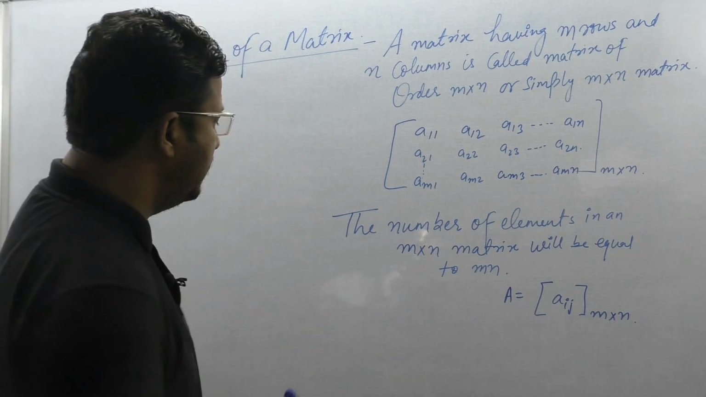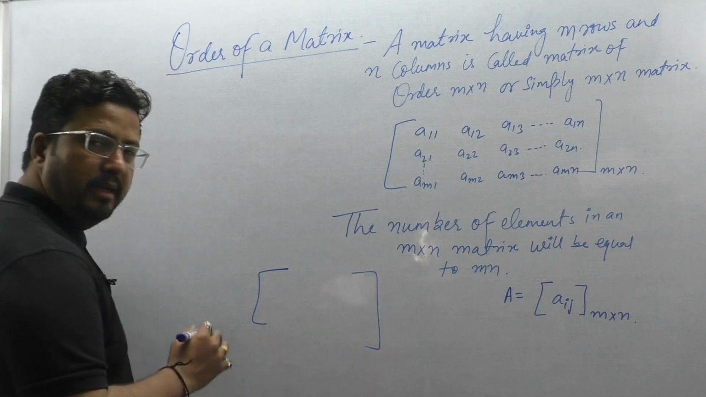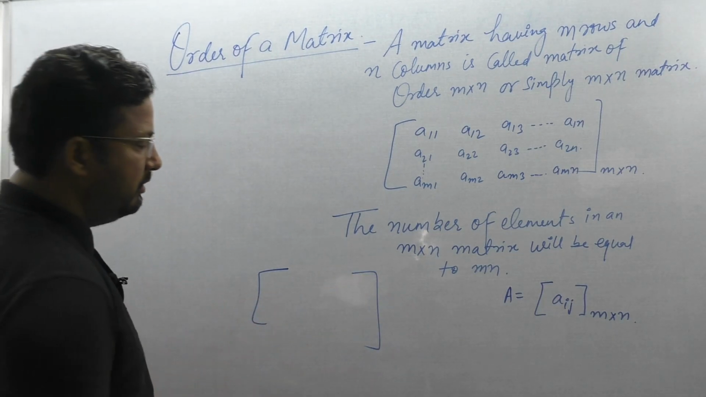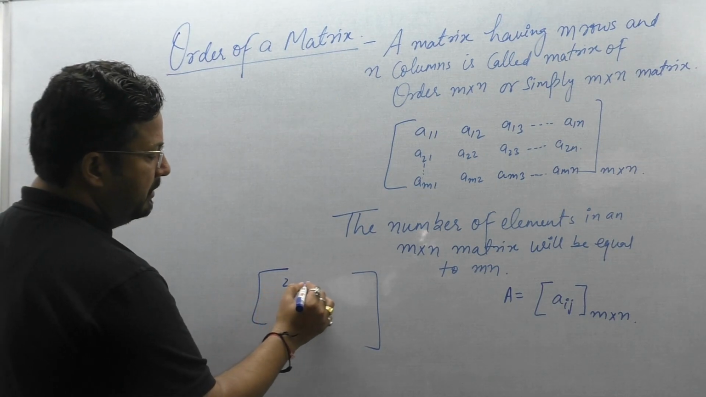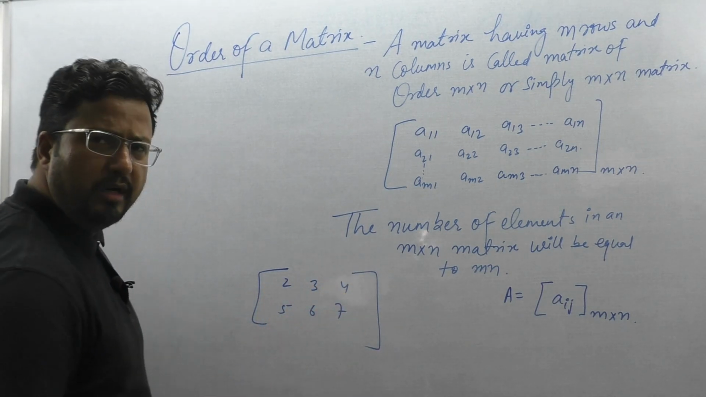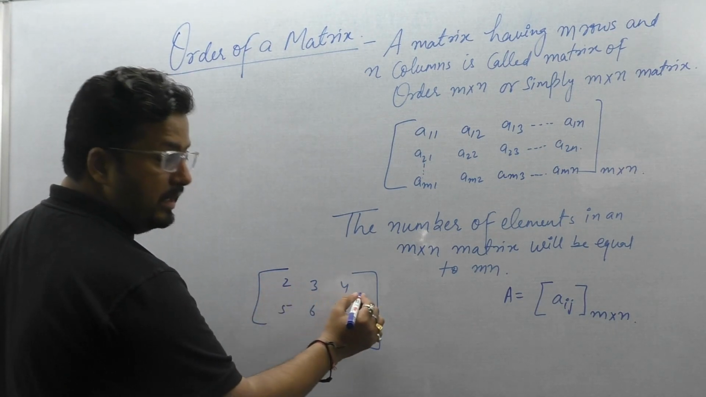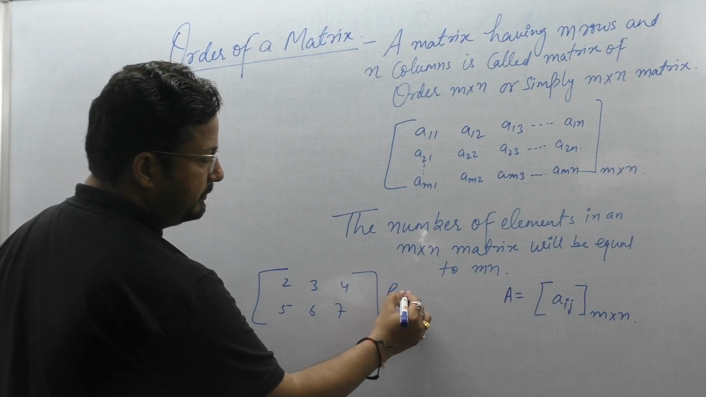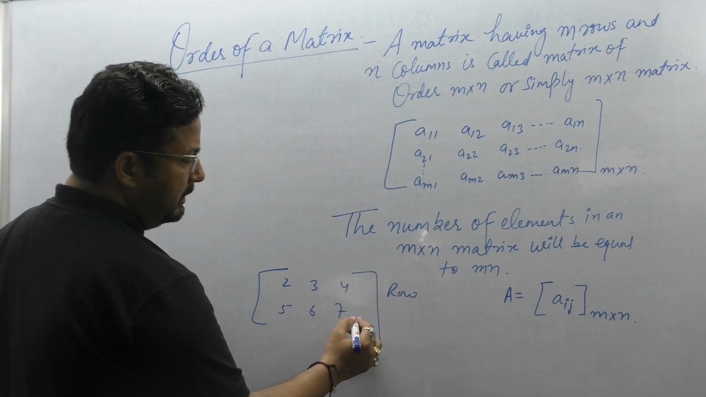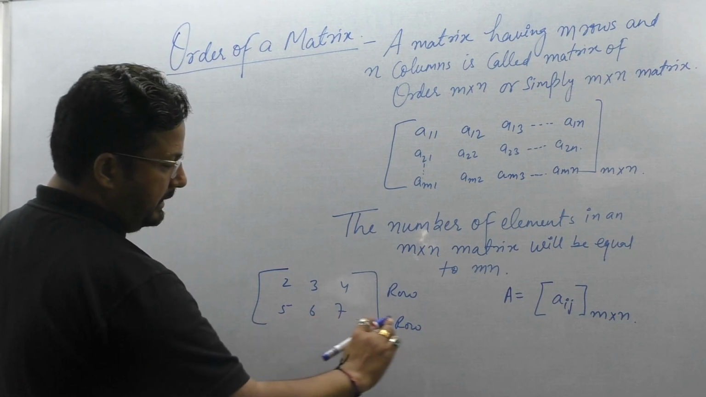Yesterday we discussed that matrices should be represented in this form. We call it a rectangular array. Like if I am writing numbers 2, 3, 4, 5, 6, 7, and we have already discussed it. If we talk about these horizontal lines, we call them rows. Rows means I am talking about this line in that way.